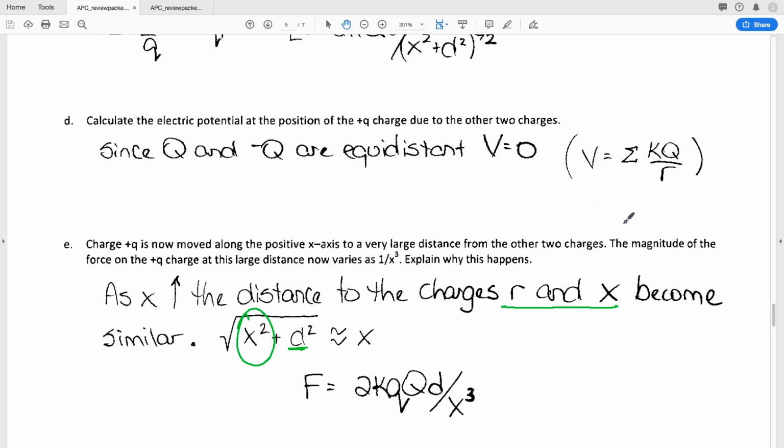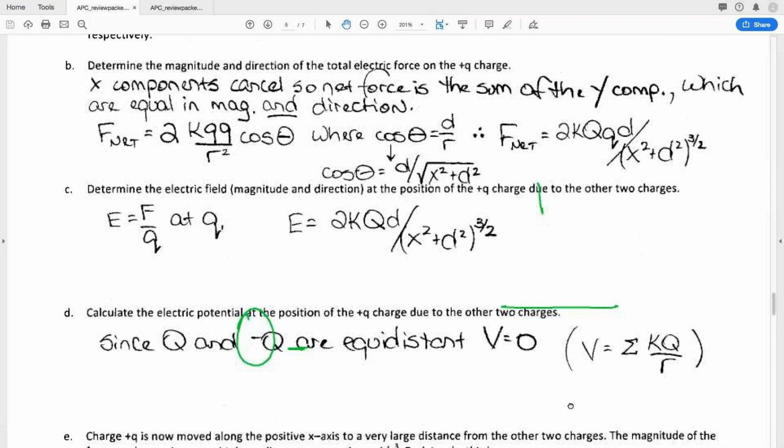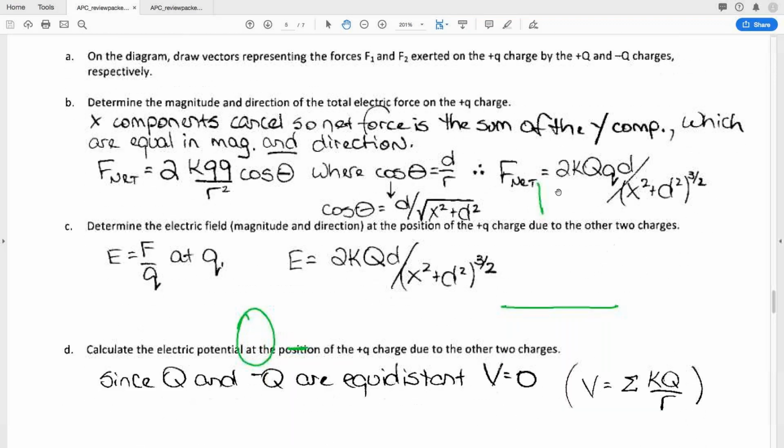And so therefore, when I go up to my expression and back substitute that statement, I have to go all the way back up. We're looking at the force statement, which is way up here, where we started. And so now the square root of x squared plus d squared is just going to be x. So this is just going to be x.